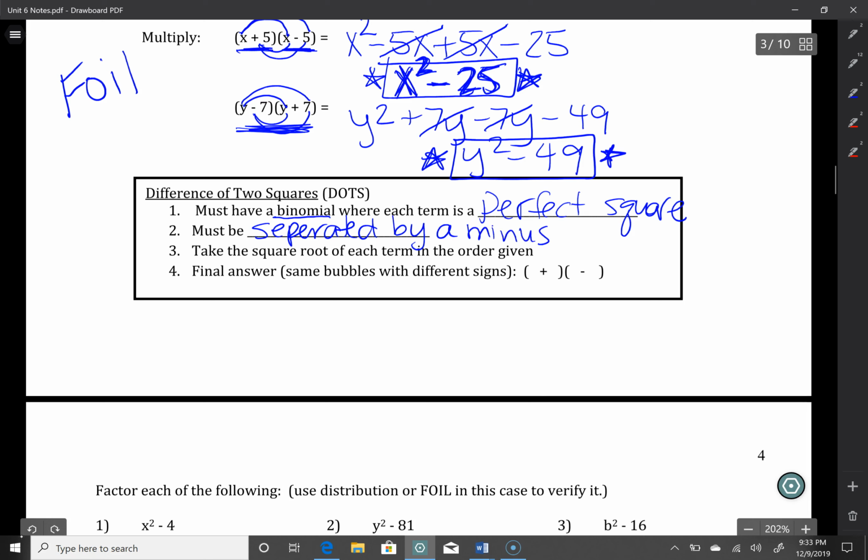The way that we are going to factor them is we are going to take the square root of each of these two perfect squares. And how we're going to write our answer is you're going to put the same results in both bubbles. I call them bubbles, but they're technically factors. One factor is going to get a plus sign and one factor is going to get a minus sign. It does not matter which factor you put the plus sign in, as long as one gets a plus and one gets a minus.